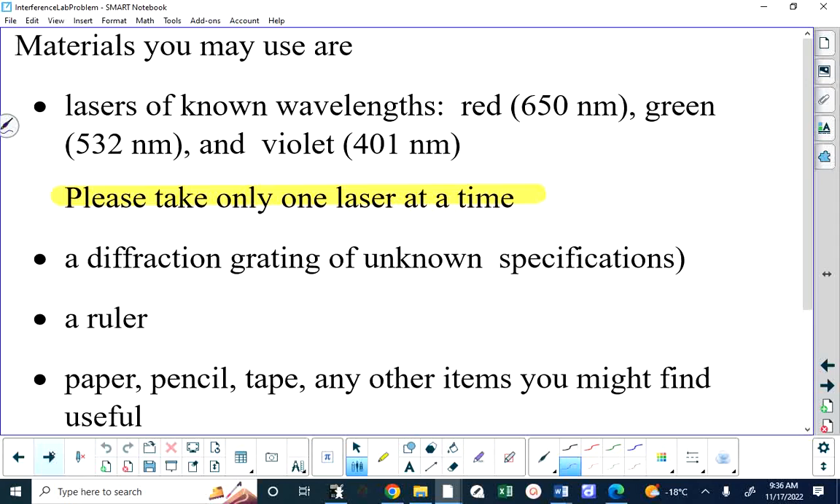You use a meter stick. I also have rulers. You might need rulers for certain things. Paper, pencil, tape, anything else that you might find useful. And essentially what's going on here, I'll go with a green laser pointer for a demonstration, is you're going to take your diffraction grating, and I'm showing you this on the ceiling. You're going to be using the wall or the backsplash of a countertop.